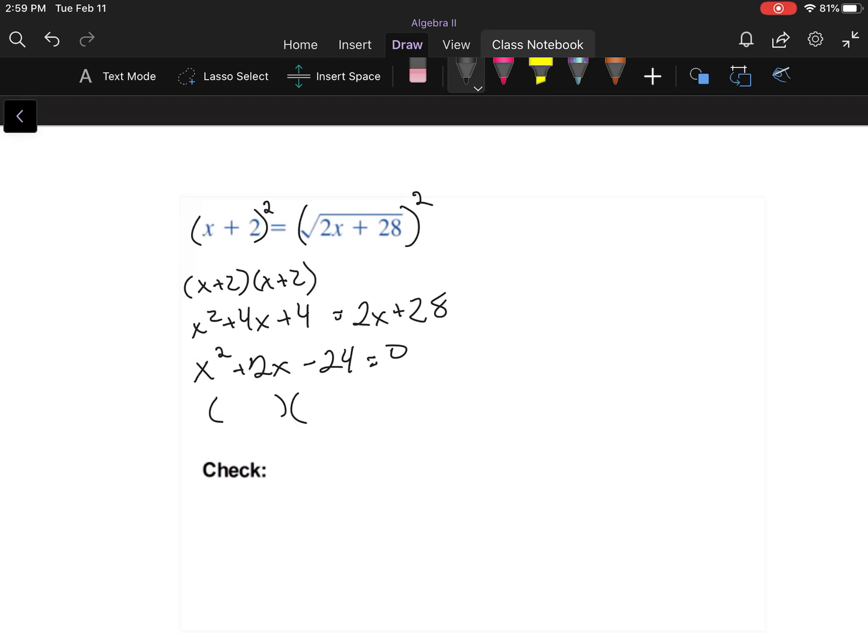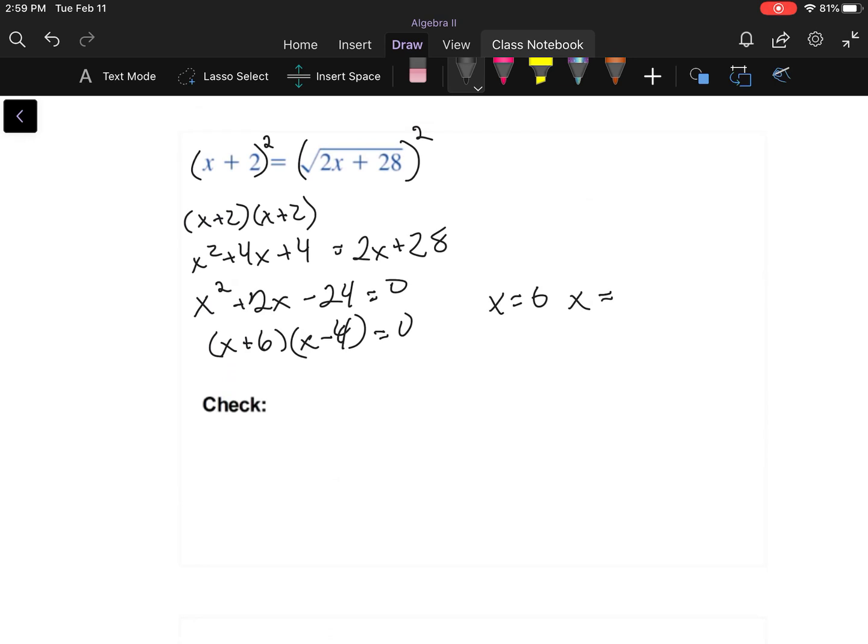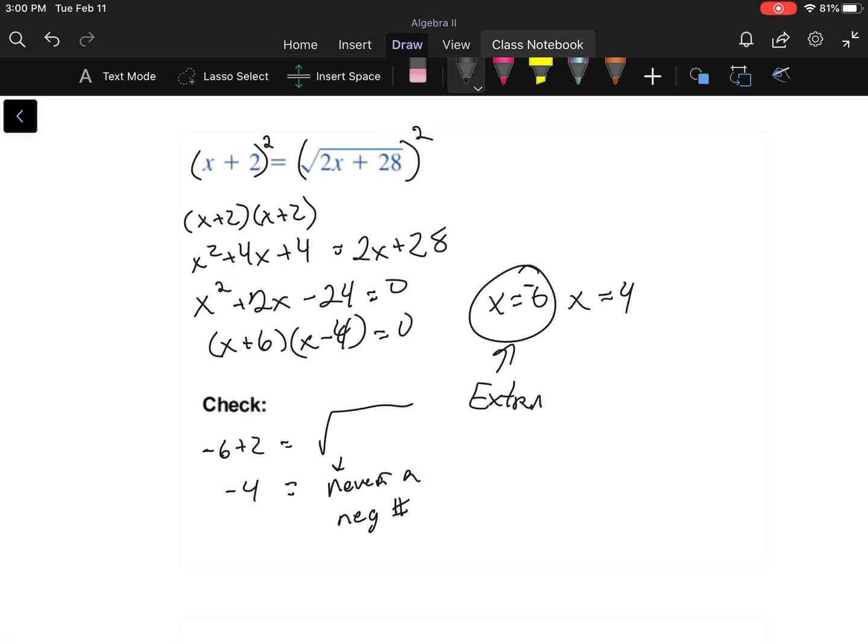I'm pretty sure I can factor this. So I'll go x plus 6 and x minus 4. So x is equal to negative 6, or x is equal to 4. Now when I check this, I've got negative 6 plus 2 is negative 4 on one side. And I'm pretty sure that no matter what I do, the square root is never a negative number. So negative 6 is extraneous, so it doesn't work.